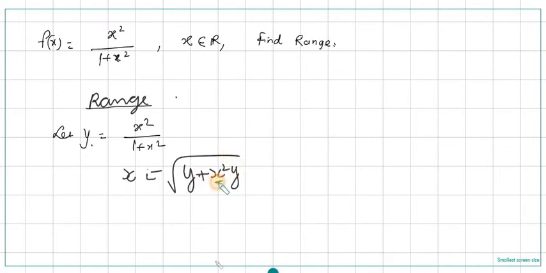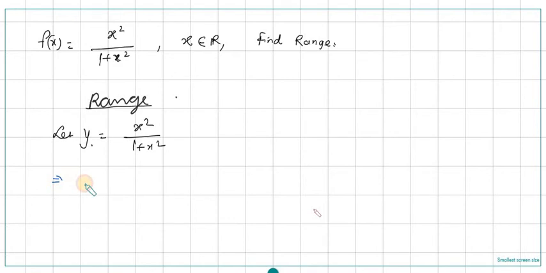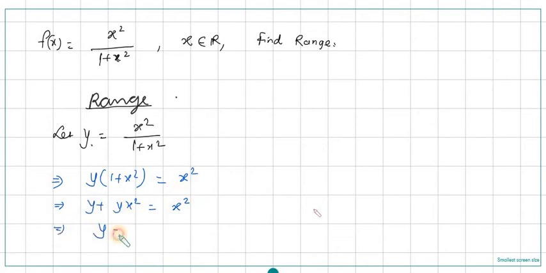So here x is already there. This x is not alone. Let me just teach you how to find it. It's the first time, so it will be good to just watch. You write y times 1 plus x squared on the left hand side, and this is x squared. Now this is y plus yx squared is equal to x squared. So keep all those terms containing x on one side. Leave this y on the left hand side, and take this yx squared to the right hand side. Now from these two terms on the right hand side, we can take x squared as common.